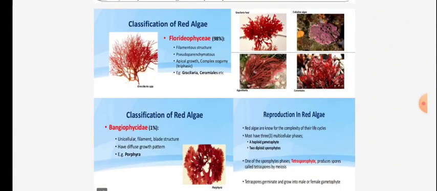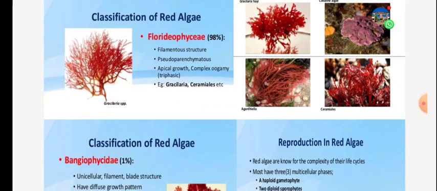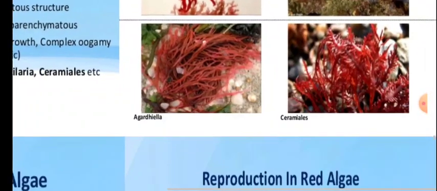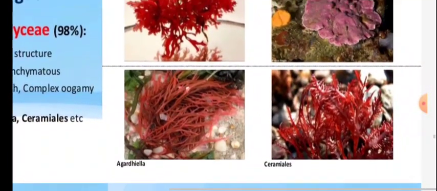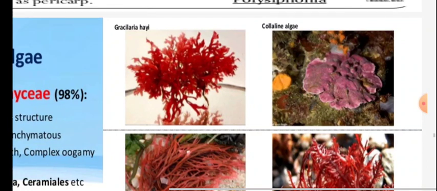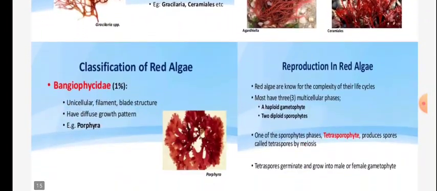In classification of red algae, already we have seen the Floridiophyceae, example Gracilaria, then filamentous structures. So again we are repeating these structures. Then you see the other genera, Agardhiella, Ceramiales are there. Then Gracilaria and the Chondrus algae are there. So coloration is the very characteristic.